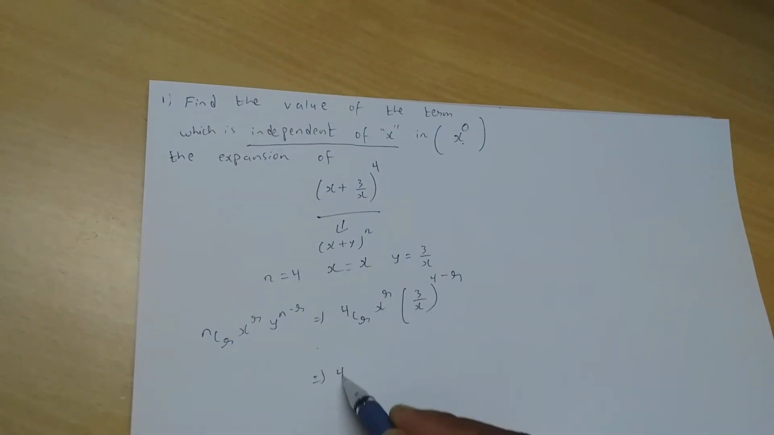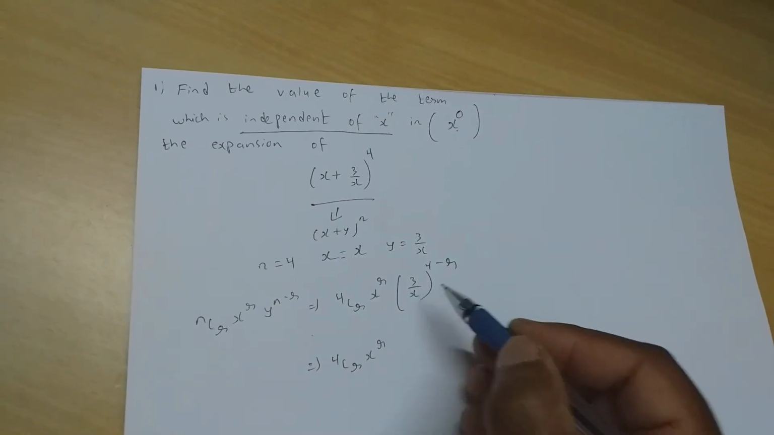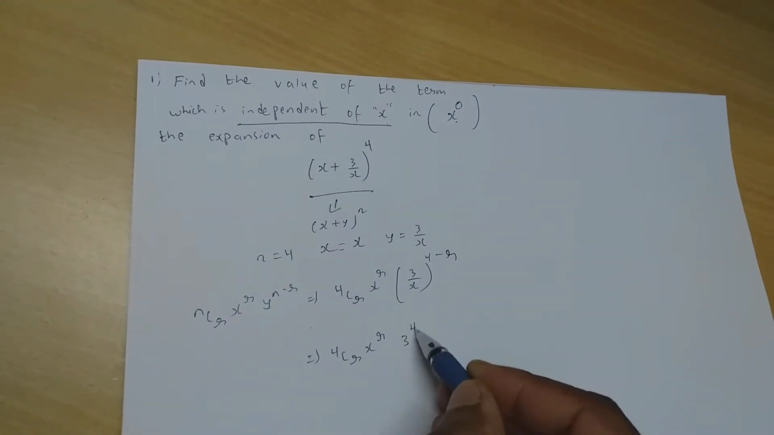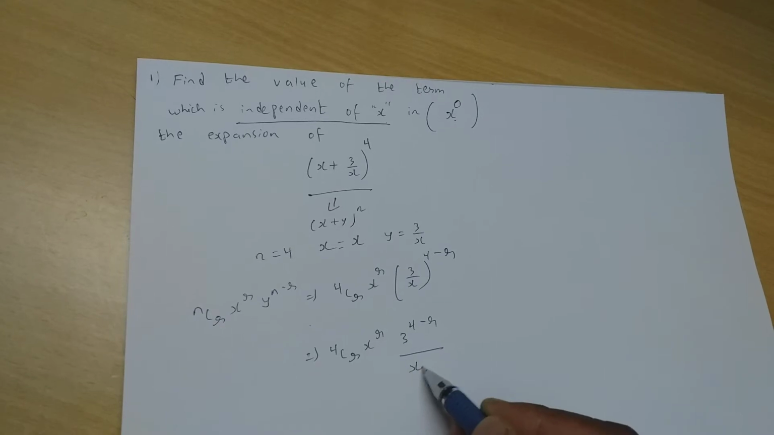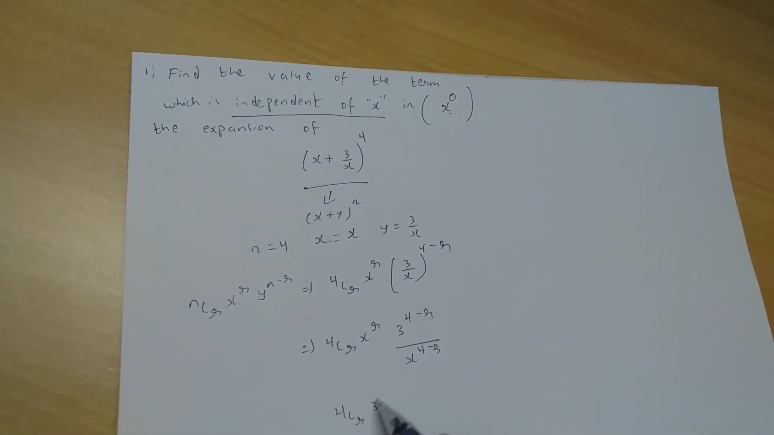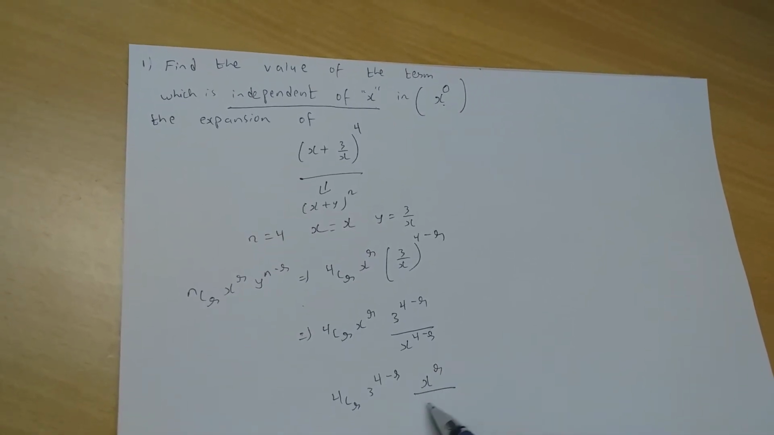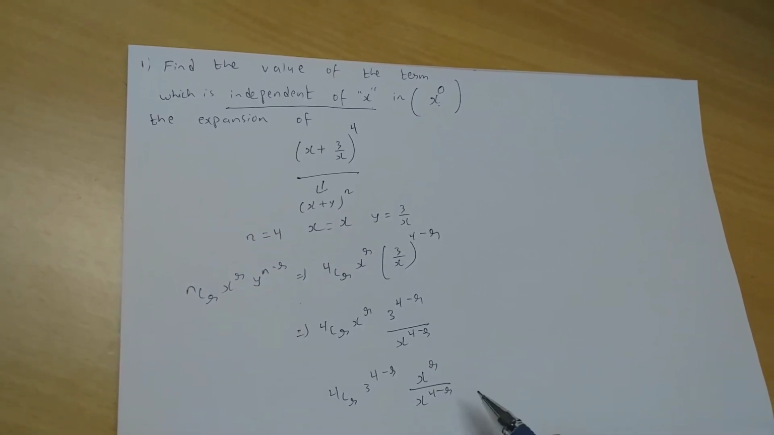The general term can be simplified furthermore. Apply 4 minus r to the numerator and also to the denominator. It will become 3 power 4 minus r by x power 4 minus r. Write all the numbers first and letter x after that. So it is x power r by x power 4 minus r.